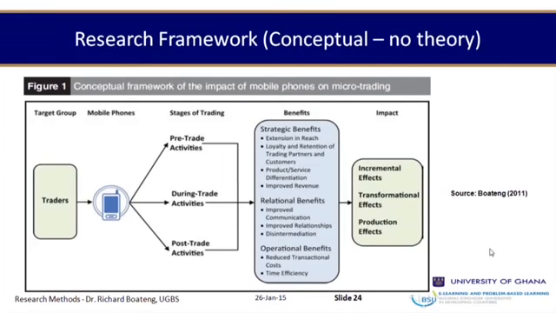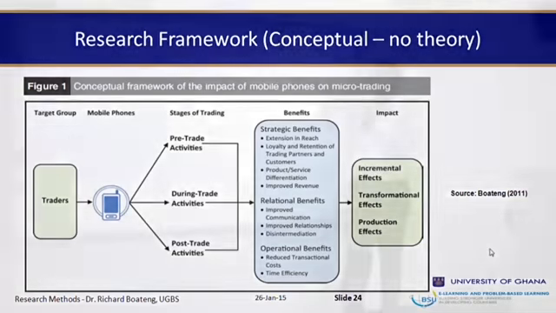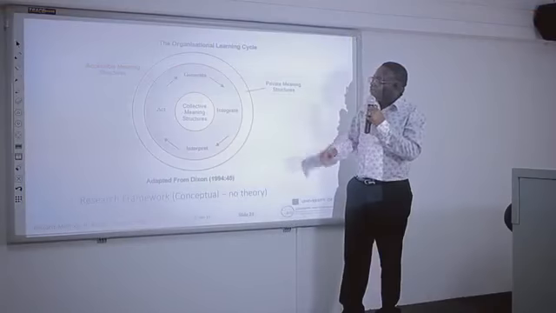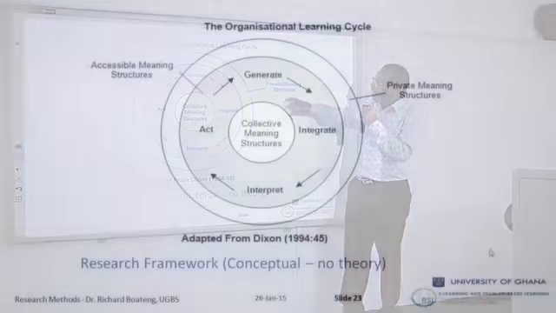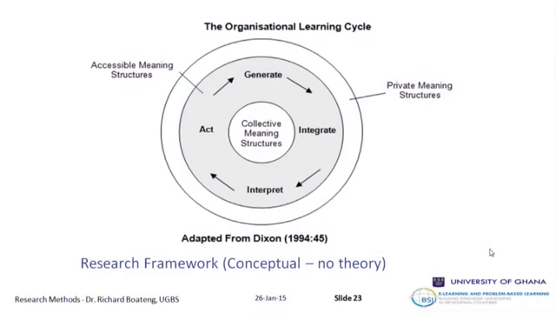Then, according to the theory of meaning structures, through which we built the organizational learning cycle, learning occurs when we put in measures to allow people to have confidence in sharing their private meaning, or allow people to have confidence in challenging the collective.